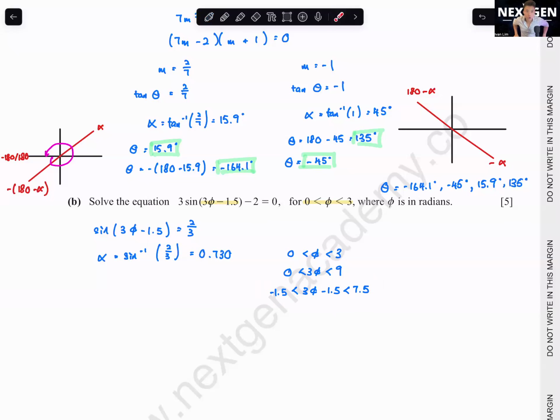Okay, if you want to draw it out clearly, how do we do this? For me personally, I will change it to degrees first. So I will calculate it in terms of degrees. So we'll do negative 1.5 times 180 divided by pi. Okay, this is negative 85 degrees. To 7.5 times 180 divided by pi.